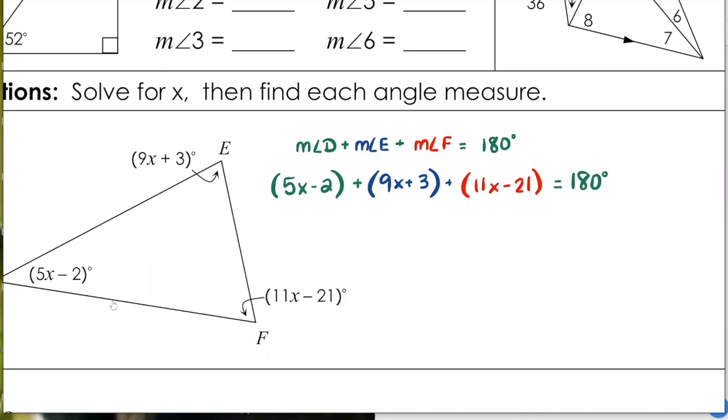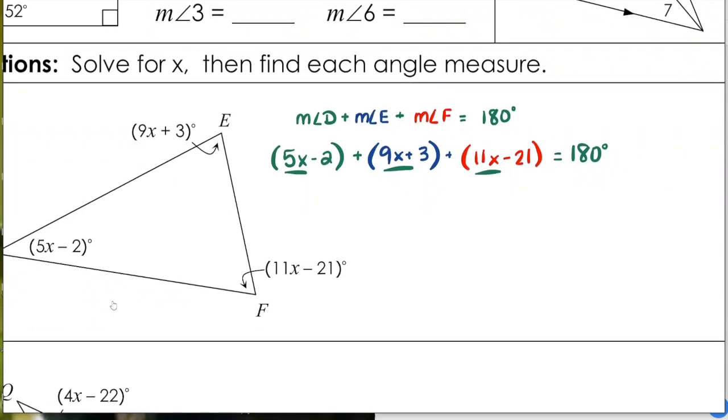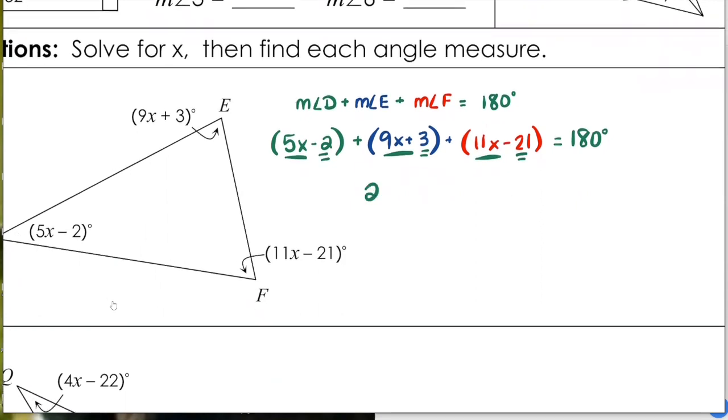So we're going to do what now? We're just going to combine like terms. We're going to add our x's to our x's, and we're going to add our constants to our constants. So 5 plus 9 is 14. 14 plus 11, 25x. Negative 2 plus 3, negative 1, or positive 1, sorry. And then positive 1 minus 21 is negative 20.